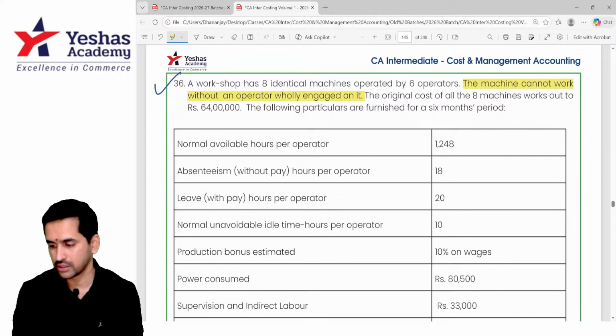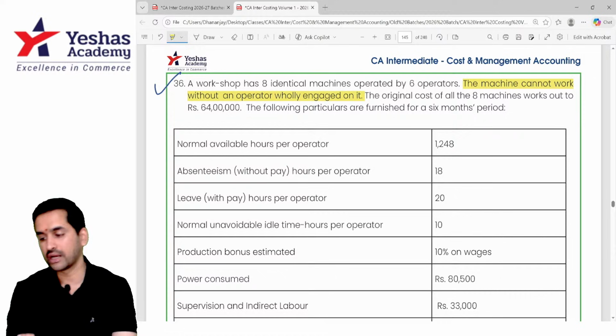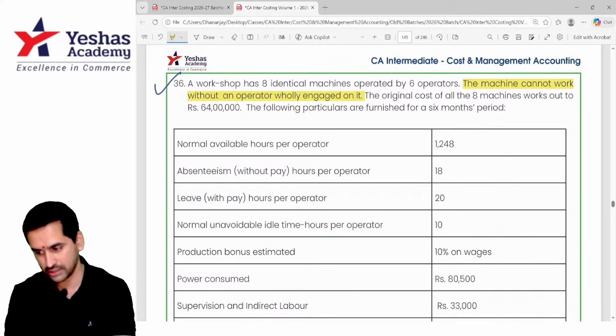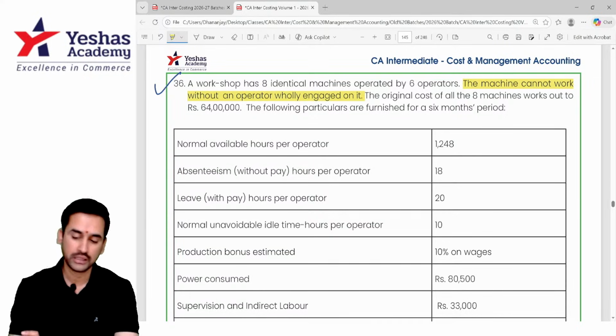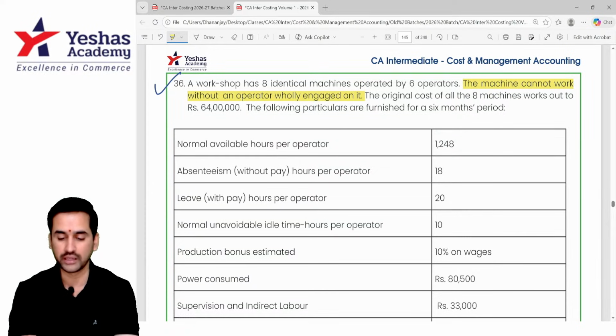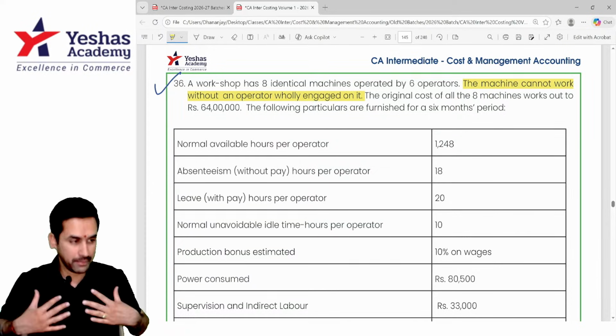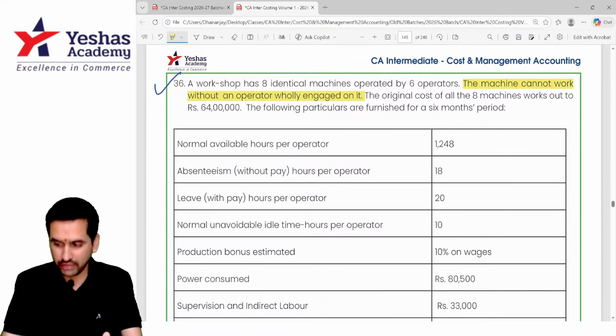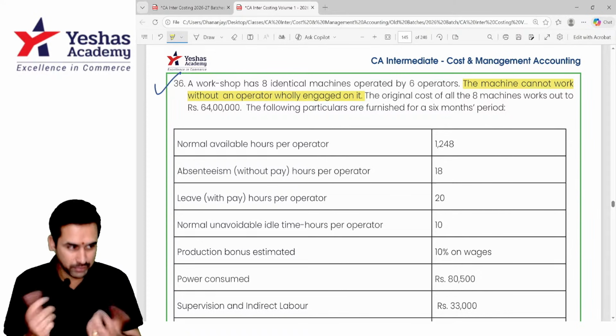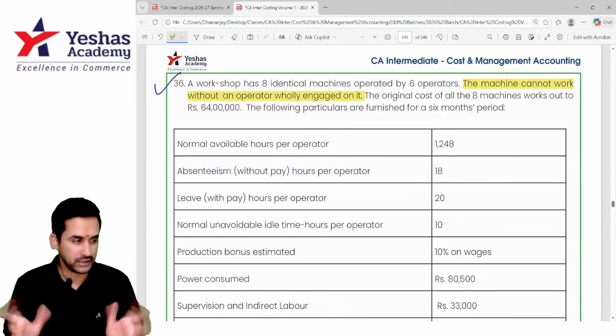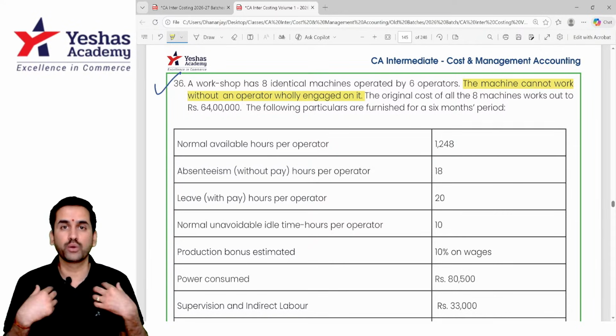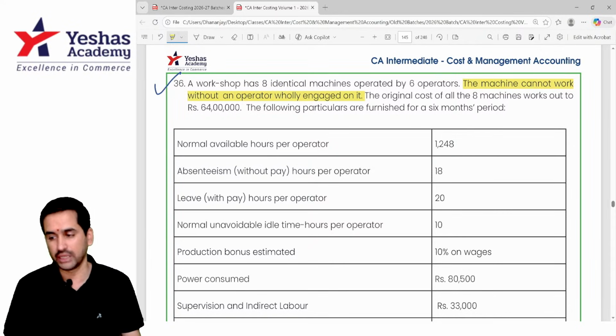Reply in chat box. At any point of time, only 6 machines are working. Though there are 8 machines physically, all 8 will not be working. Why? Look at the highlighted sentence: the machine cannot work without an operator wholly engaged on it. That means the machine will work only when I am there. If I am not there, the machine is not working. Though there are 8 machines, we are only 6 people. That means at any point of time, only 6 machines are working.